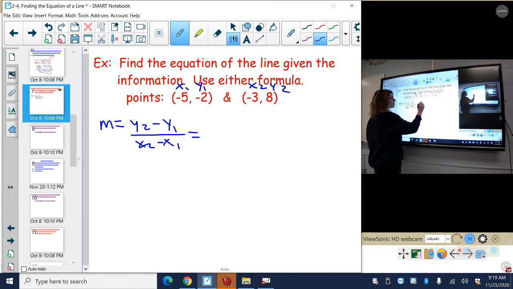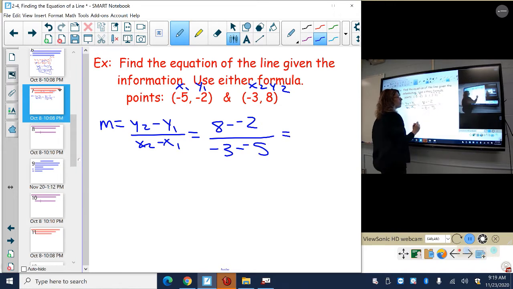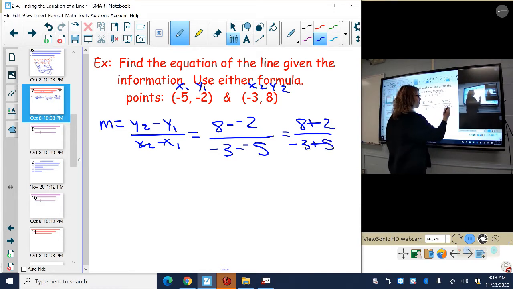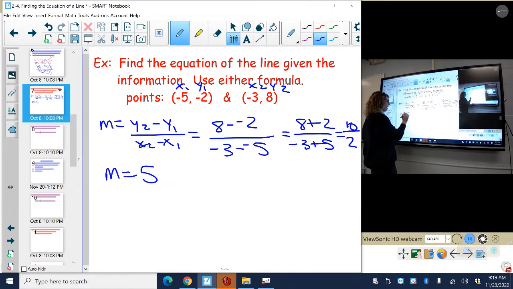And I simply plug and chug. 8 minus -2, -3 minus -5. A double negative is a positive, so that's 8 plus 2 over -3 plus 5. 8 plus 2 is going to be 10 over -3 plus 5, which is going to be 2. So my slope is 5.